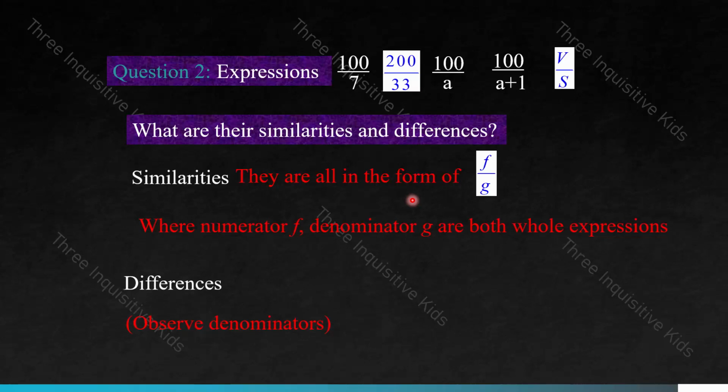But here are their differences. We need to observe their denominators. Not all of them have variables on the denominator. Some do, some don't. And the ones who do are not whole expressions, as we saw on the last slide.